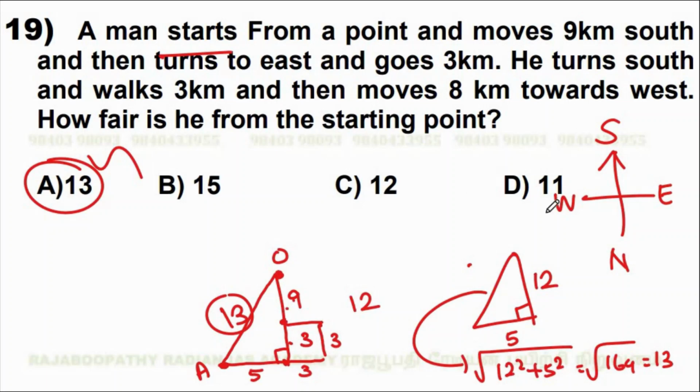Vishnu and many answered correctly, but some answered 11 or 12. That's incorrect. The correct answer is 13. How far is he from the starting point means the shortest distance between the initial position and the final position. This is called displacement in physics.